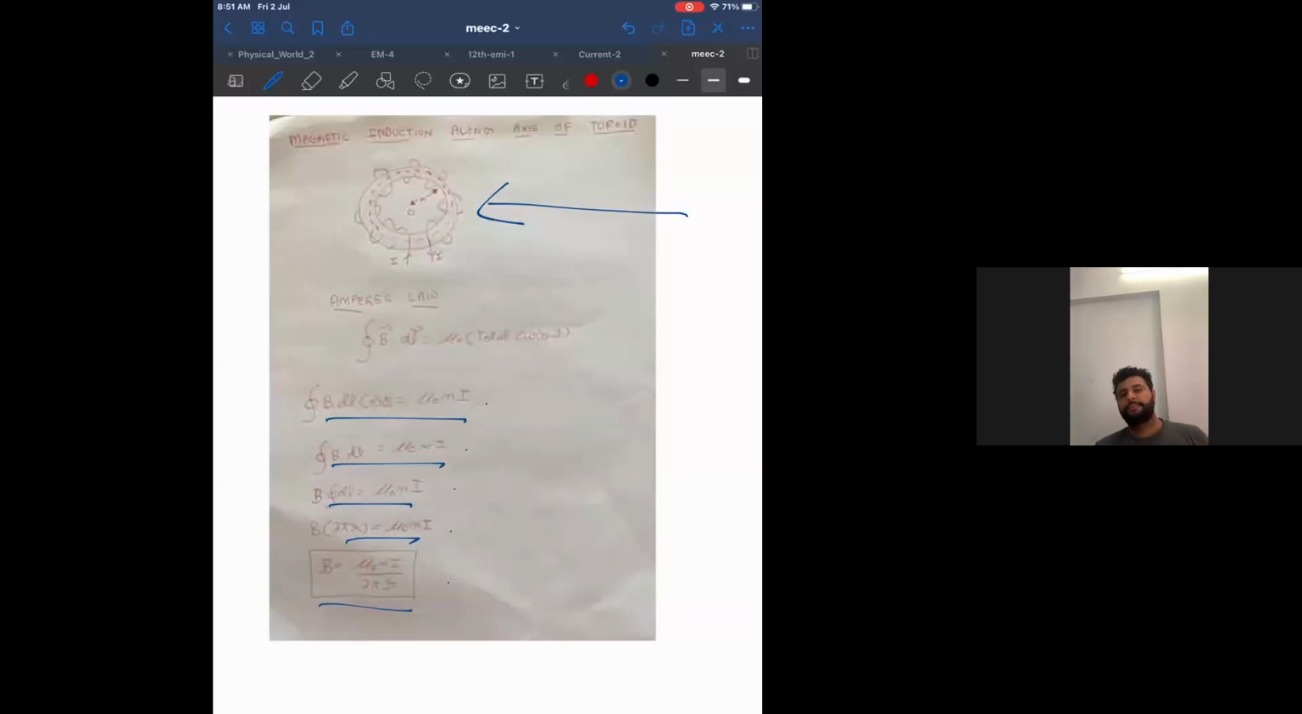Written? Now listen. How many formulae you need to know? 4 formulae. Check. One is Ampere's law. One is magnetic induction because of long conductor. One is solenoid and one is toroid. And what is the formula for toroid? Mu naught Ni by 2 pi r.